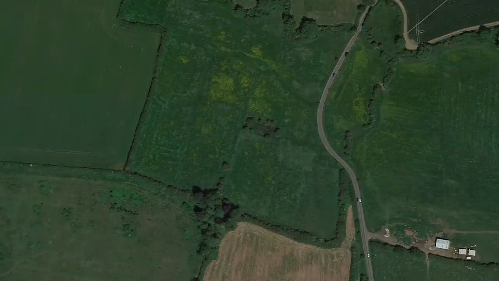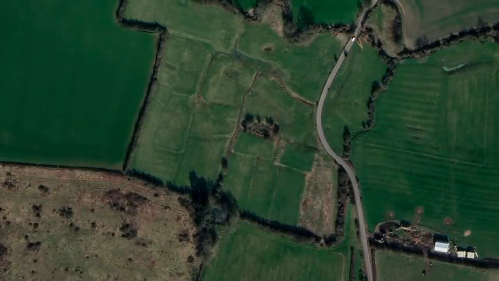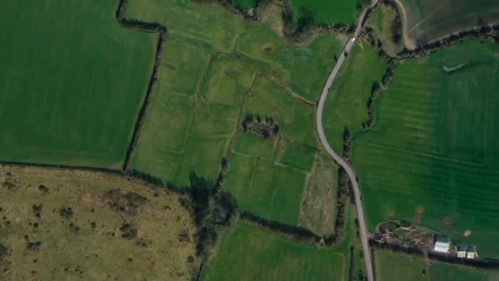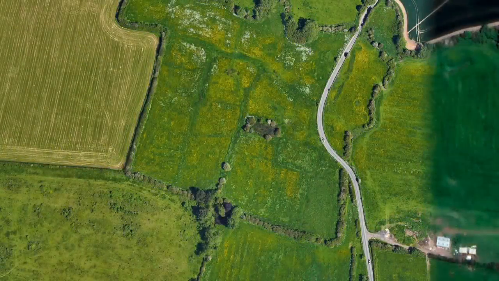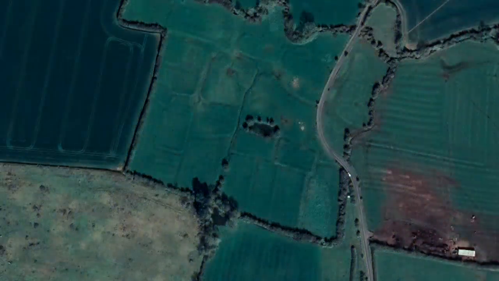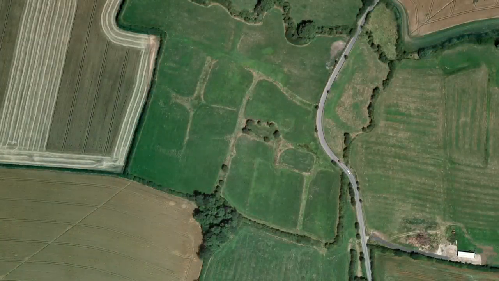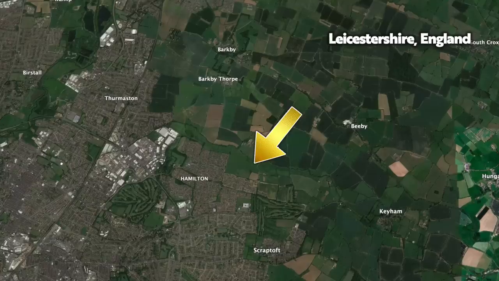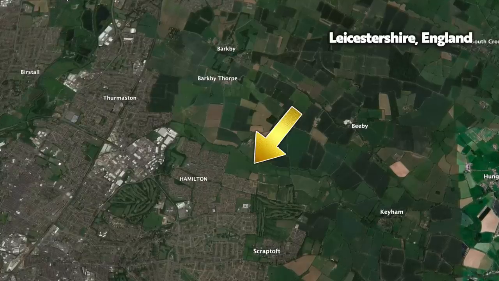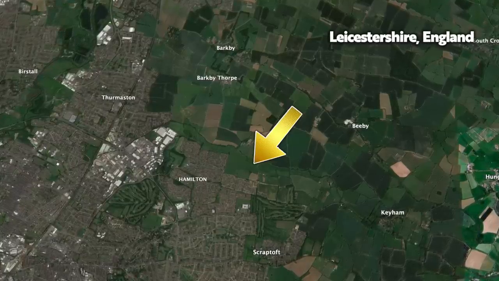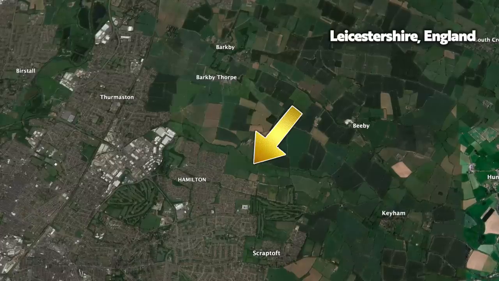For example, here is a site of interest in Leicestershire, England, where I live, and we can see what looks like a plan of roads in a field. If Globespotter had found this and posted it, I could chime in and say that this is actually the deserted medieval village of Hamilton, located between the villages of Scraptoft and Barkby. It began life in the 12th century, had a chapel and houses by the 14th century, but was deserted by the 15th. The reasons why, we don't know.